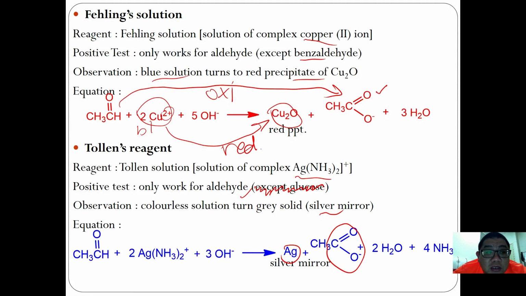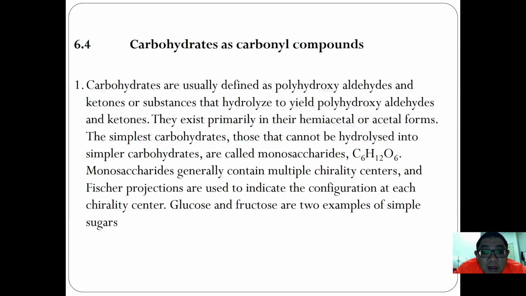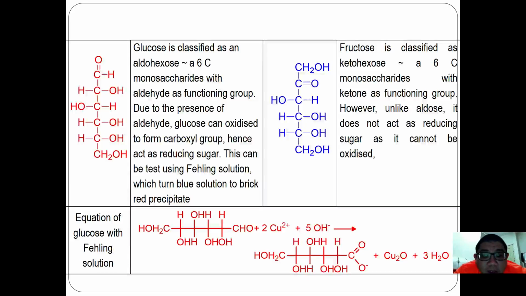And last but not least, we're going to have a look a little bit at carbohydrates. Carbohydrates are defined as polyhydroxyaldehydes and ketones, or compounds that hydrolyze to yield polyhydroxyaldehydes and ketones. They exist primarily in hemiacetal or acetal form. A simple carbohydrate is called a monosaccharide. Monosaccharides contain multiple chiral centers, and Fischer projections are often used to indicate the configuration of each chiral center. Glucose and fructose are two examples of simple sugars. Glucose is also known as an aldohexose because it contains an aldehyde as a functional group. Fructose is a ketohexose because it contains a ketone as the functional group.